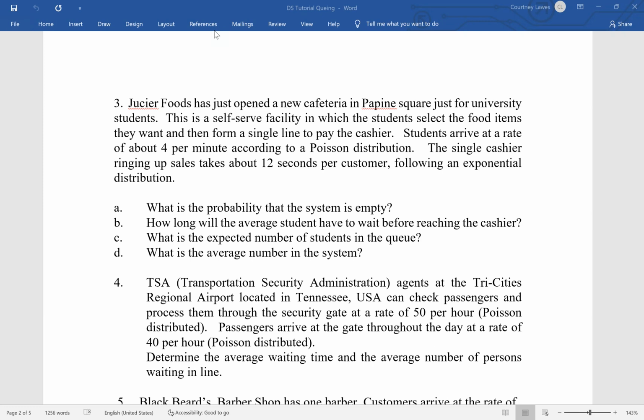Danique, that's correct. So Janet, remember, that's not correct. Remember, we said lambda over mu must be less than 1.